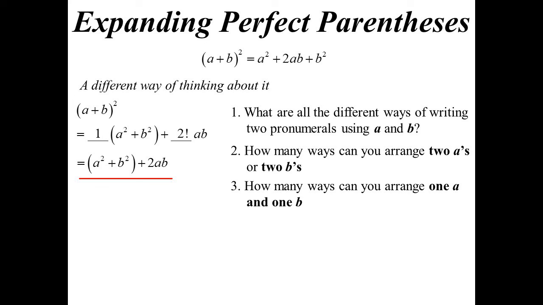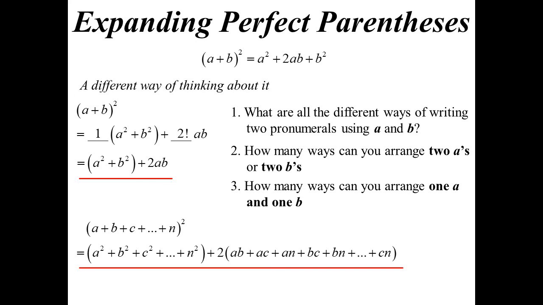Because we can push that idea through and generalise it. Doesn't matter if I only have a and b. What about if I had a plus b plus c plus however many you like? Okay, what are all the possibilities? I now know the answer has to be this. If I'm only using 2 pronumerals, I could have a squared or b squared or c squared or d squared or all the way up to n squared.